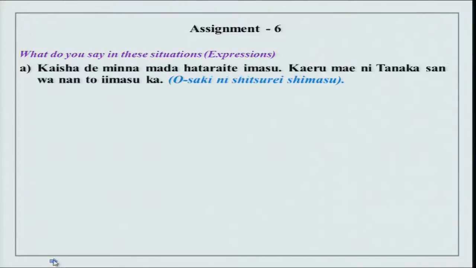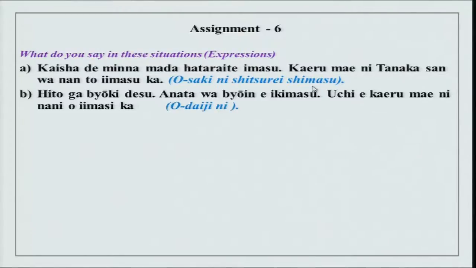And we have the first one here. Kaisha de minna mada hataraite imasu. Kaeru mae ni Tanaka san wa nan to iimasu ka? So the answer is osaki ni shitsurei shimasu. Well, I am going before you, so please excuse me. Then o is honorific, and saki is before or ahead of you, earlier than you, so please excuse me.